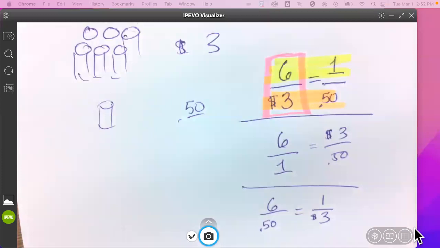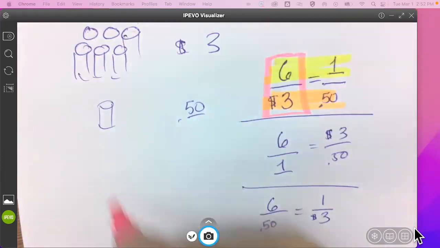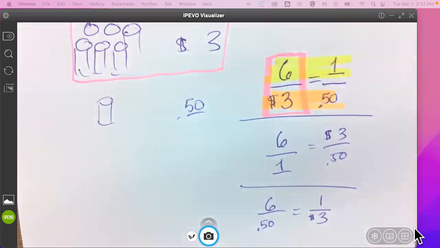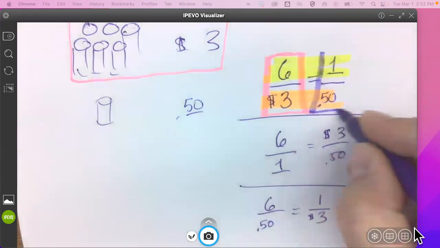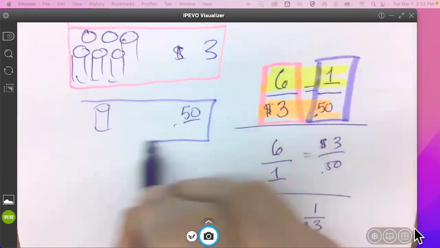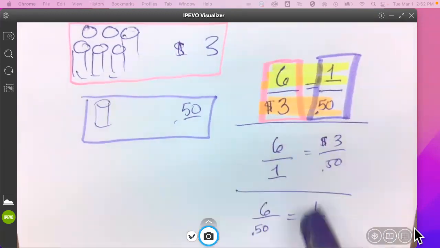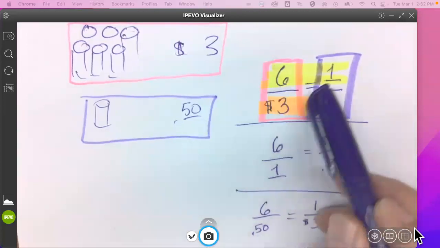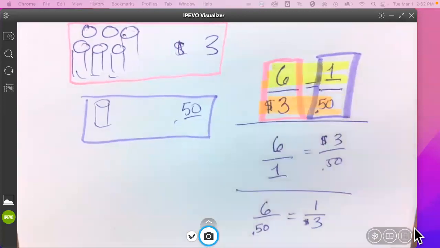Then take a look at the stacks. Is there something about these two that makes sense? Aren't they what you discover on the shelf where they're selling 6-packs? And what about these two? They're on the shelf where they sell singles, right? So these numbers have something in common. These numbers have something in common. Therefore, this is a correctly set up proportion.